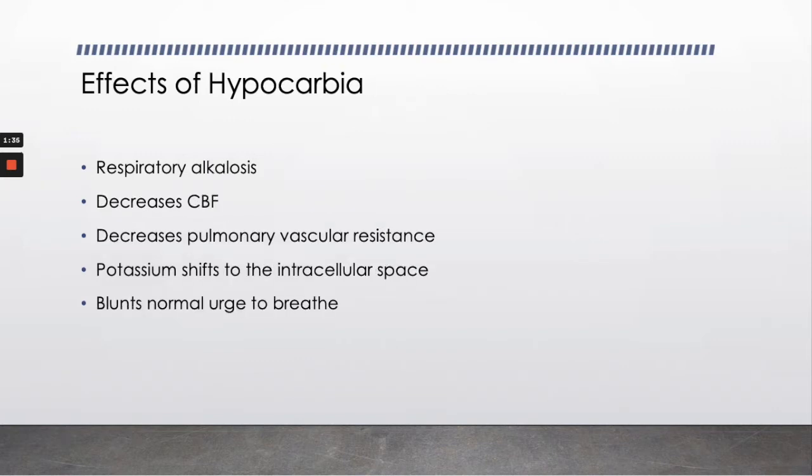Now, the effects of hypocarbia are going to be essentially opposite of hypercarbia. So we will see respiratory alkalosis. It decreases cerebral blood flow. And we see a decrease in pulmonary vascular resistance, and potassium is shifting back into the cell. It also blunts the normal urge to breathe. So you'll see sometimes that when our PaCO2 gets too low in a patient, the normal urge to breathe has been blunted.